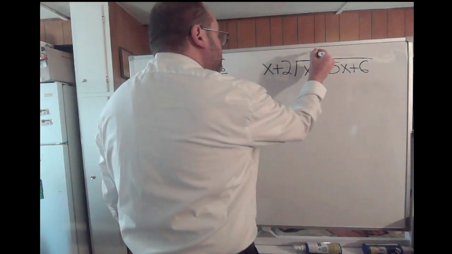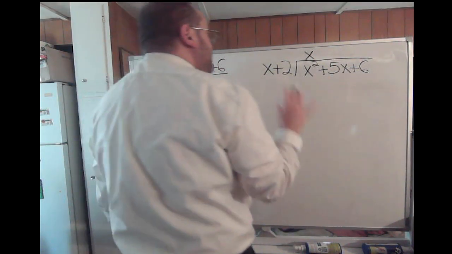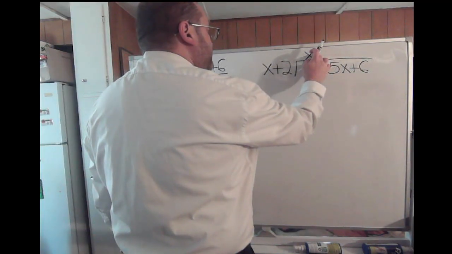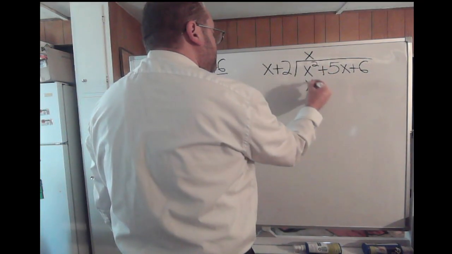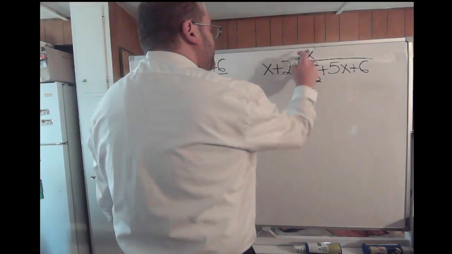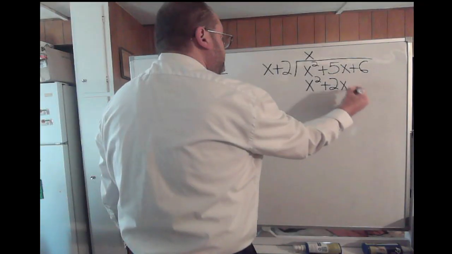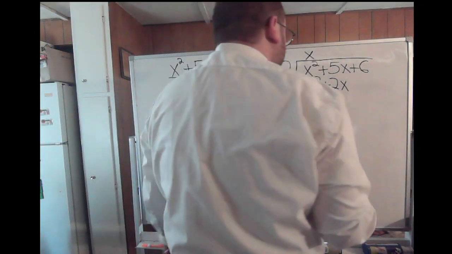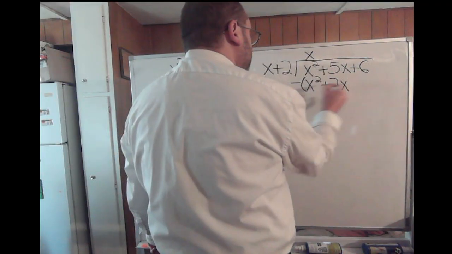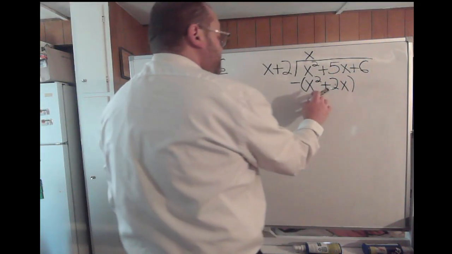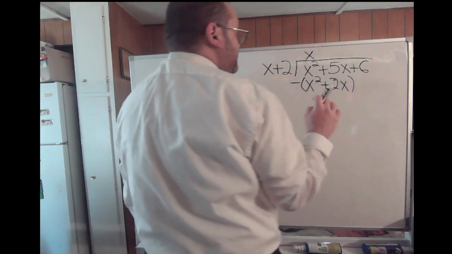X times what equals x squared? Well, that'd be x. X times x equals x squared, right? Now, that x in the quotient, you're going to take that x, multiply it by this x, you'll get x squared. Then you have x times 2, that would be plus 2x. Okay? So, what you're going to do here is subtract what you just got from what's in the dividend.